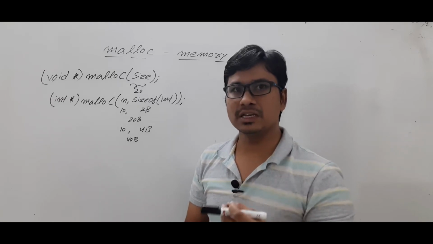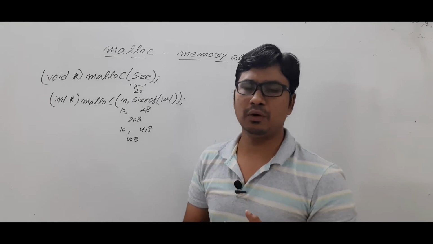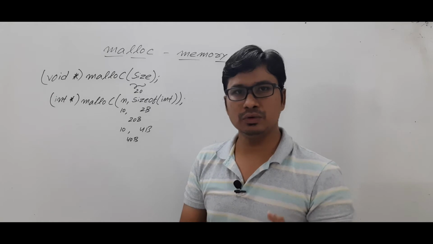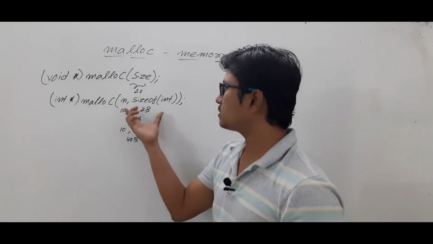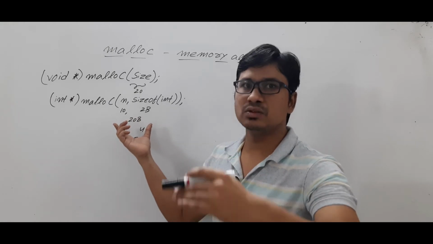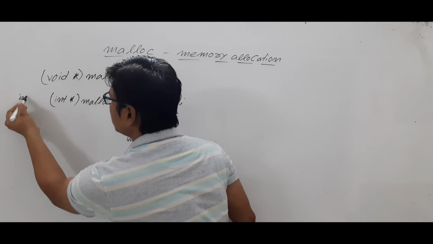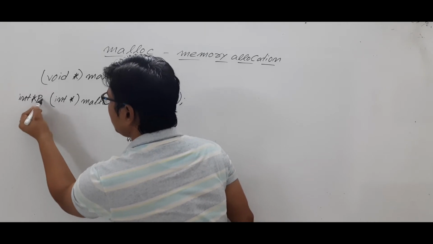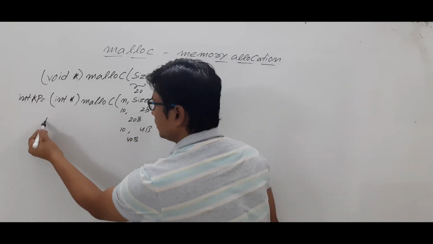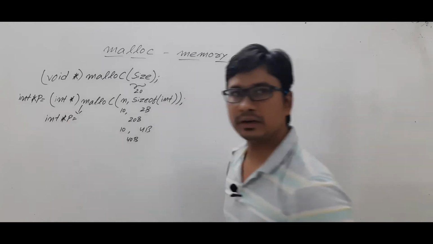Pointers play a major role in dynamic memory allocation. Whatever memory you have allocated, to access or use it, you have to use pointers. As you are storing integers, you have to store the address of an integer variable using an integer pointer. So you have to declare a pointer p. Let me write it here: int *p equal to, you will write this. Is it clear?